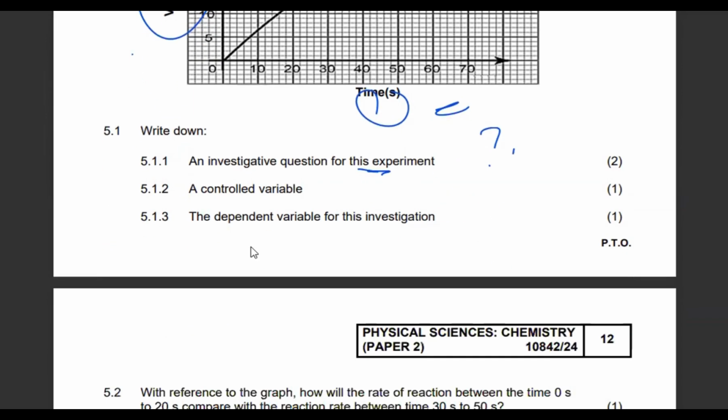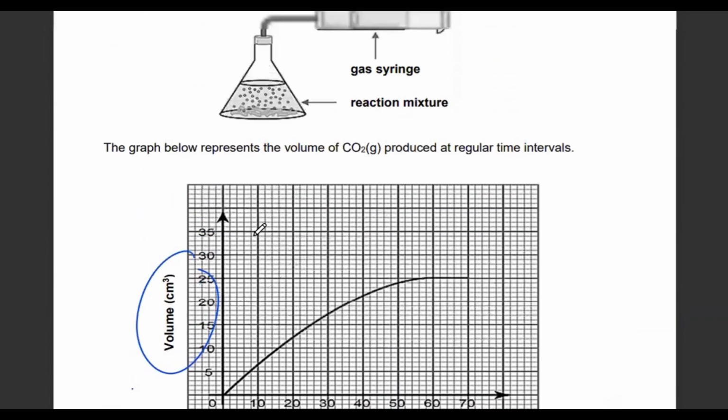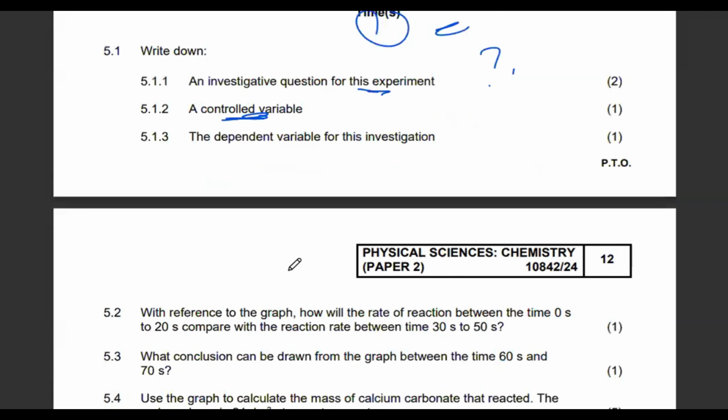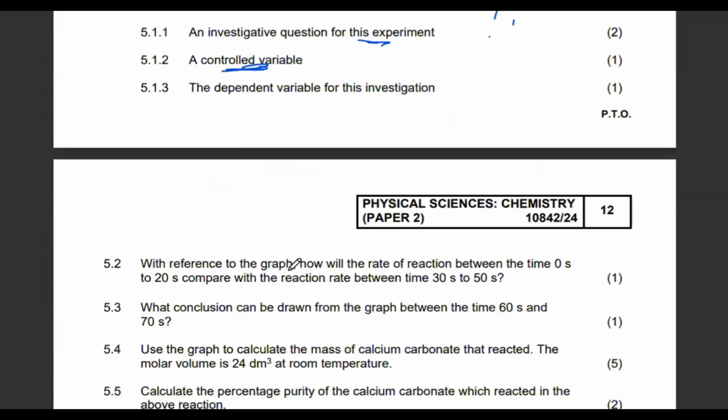So what is the controlled variable? When you look at it, what do they control in this investigation? They say that it took place at room temperature, so temperature was controlled. You can also talk about the impurity, the state of division, the mass of impurity. All those were controlled. Even concentration was also controlled. There are so many factors here you can talk about.